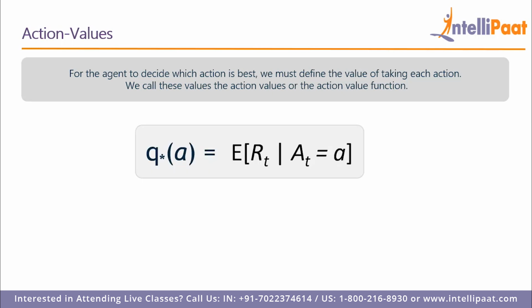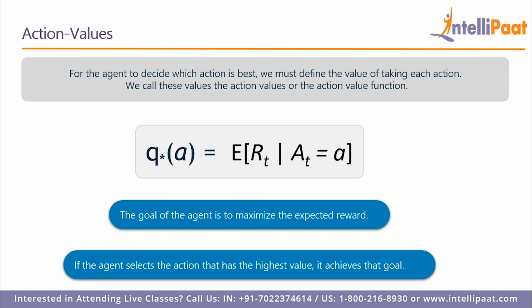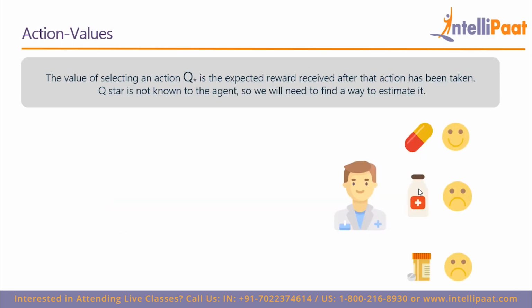So the value of selecting an action, Q star, is the expected reward received after that action is taken. So the goal of an agent is to maximize the expected reward, and that can be achieved by selecting the action, among all the actions that an agent can take, that has the highest value. The value of Q star is actually unknown to us beforehand. So we would have to find a way to estimate the value of Q star so that we can choose the best action, which in our doctor example is the best medicine.